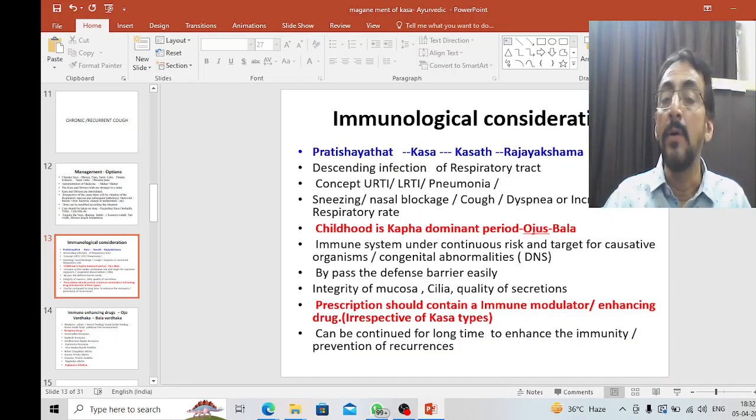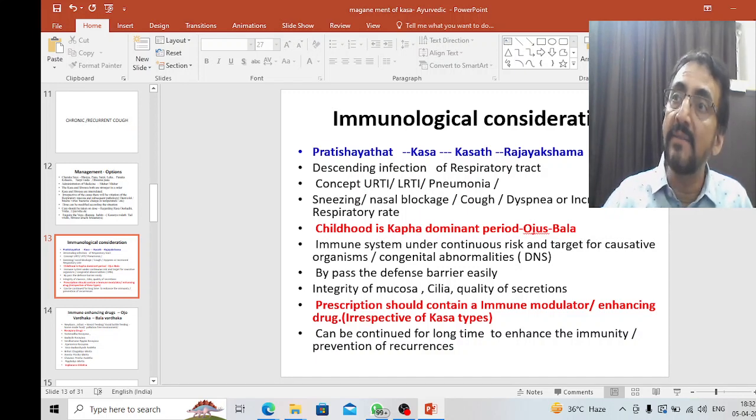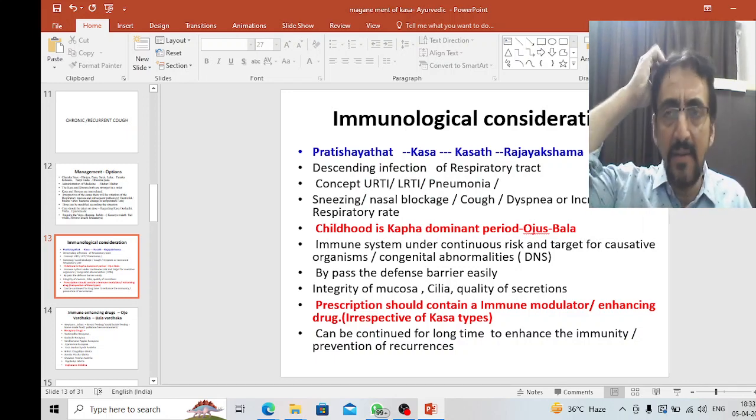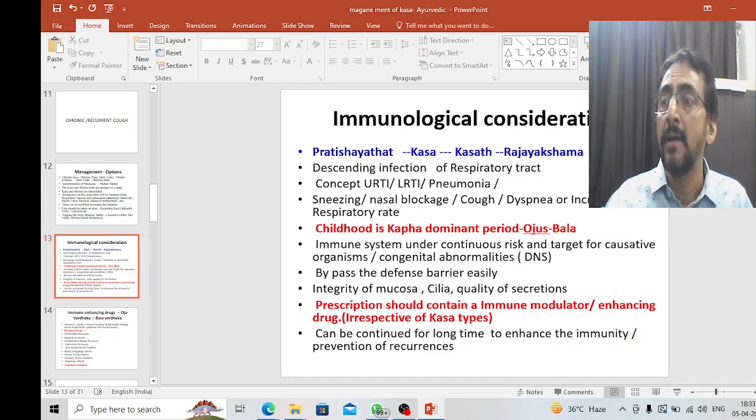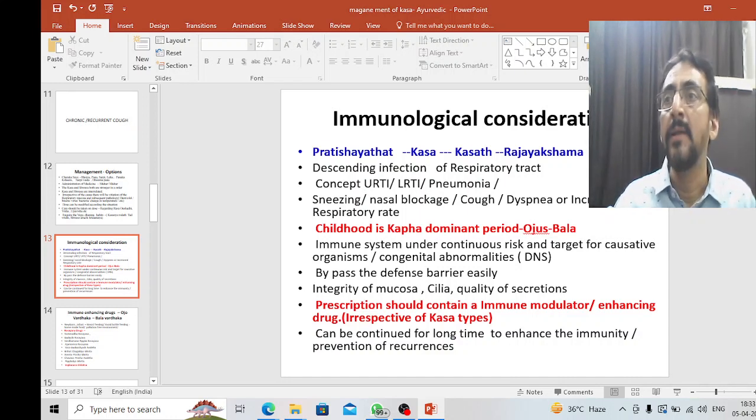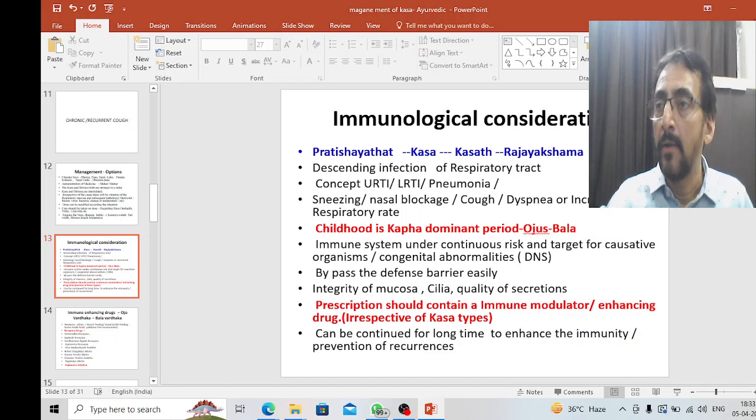As the immunological barriers are very less and immature, because we know that T cell mediated immunity is very less in children and takes its own time, there are so many reasons why this happens. One thing is very clear: the immunity of the child is under challenge and not up to the mark. So this transition, Pratishayat Kasa, Kasat Rajayakshma, is very fast. To improve the immunity, we have to take care.